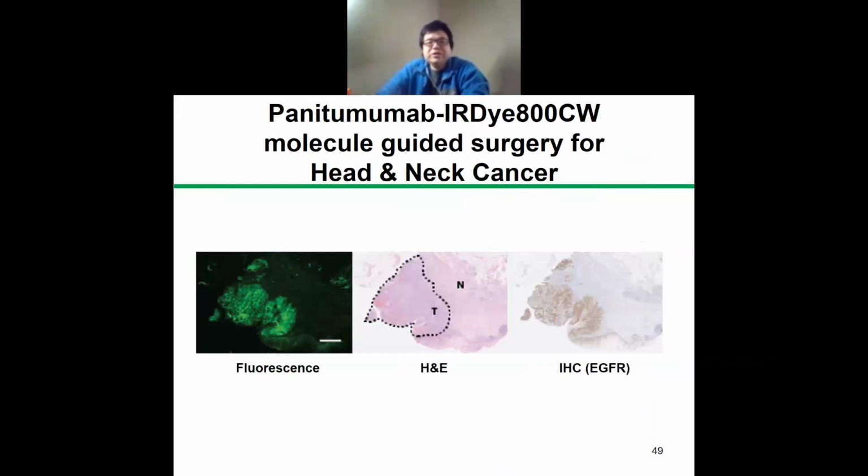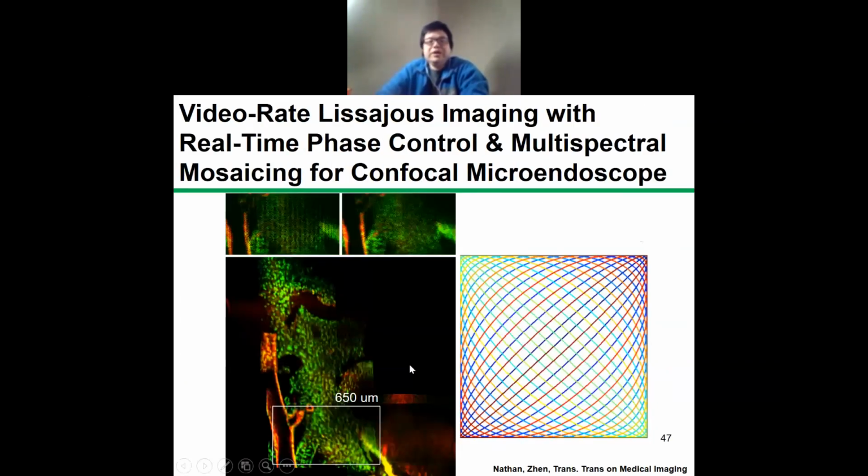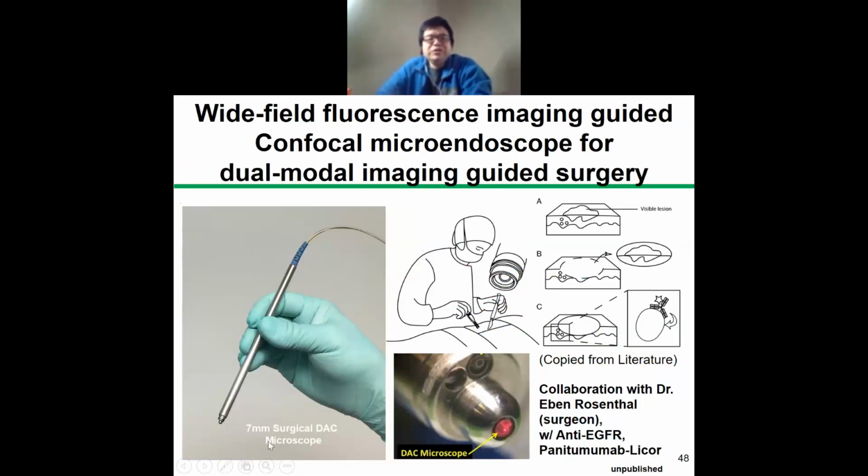So with this kind of system, we built a handheld probe, with an outside diameter including the shell of about 3 mm. It's for surgical application. We collaborate with Professor Eben Rosenthal, who is quite well known in the field, especially on head and neck and brain. So this one has been used for head and neck tissue.